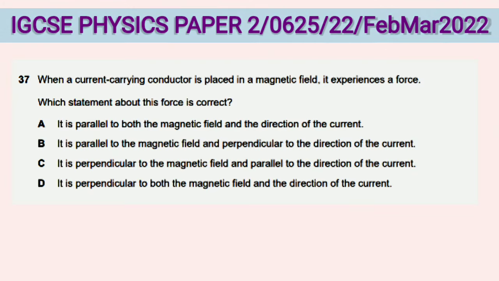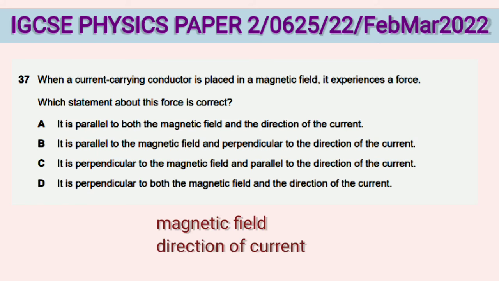Let's see what we have in next question, which is number 37. When a current carrying conductor is placed in a magnetic field, it experiences a force. Which statement about this force is correct? When current carrying conductor is placed in magnetic field, three things, that is magnetic field, direction of current and force, all three are perpendicular to each other.